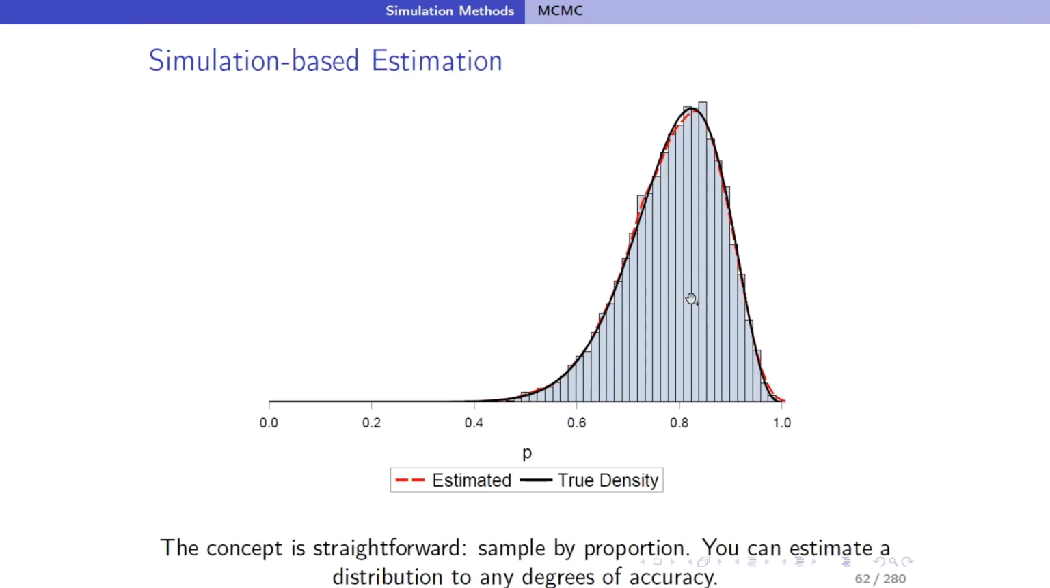It's accurate. Going back to the simulation-based estimation, the idea is you sample by proportion. This is a beta distribution. The true density is the black line, the red line is the estimated density, and the histograms are the realized samples. If you sample right, you can estimate the distribution to any degree of accuracy.